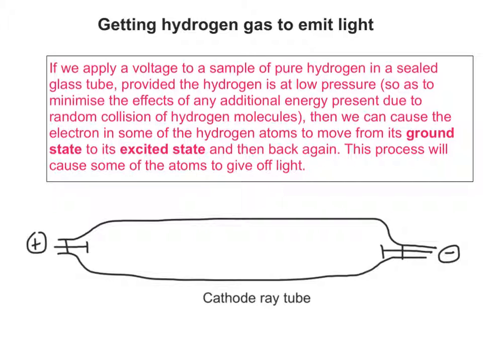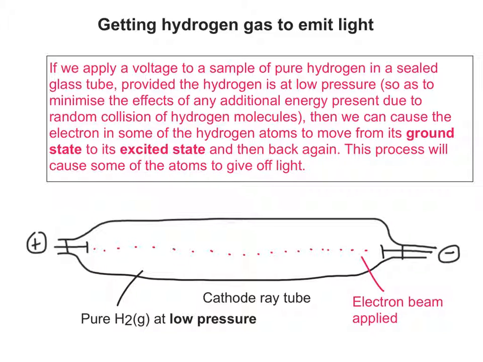This piece of apparatus is called a cathode ray tube. It's similar in a way to the old style television tubes, not the flat screen versions of nowadays, but we're talking 30 years ago or so. If we put a sample of pure hydrogen in a sealed glass tube and we apply voltage, then provided the hydrogen gas is at low pressure, some of the hydrogen atoms within the H2 molecules will have the electrons move up to their excited state from their ground state and back down again. As they drop back down into the ground state, these electrons may give off light, and this may be picked up as a faint glow.